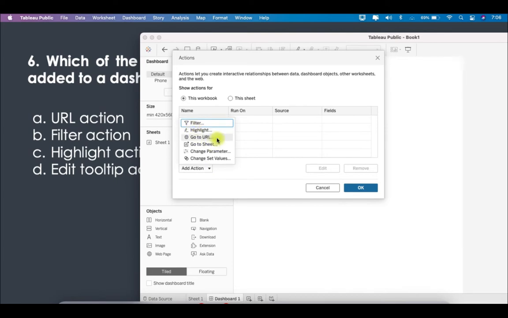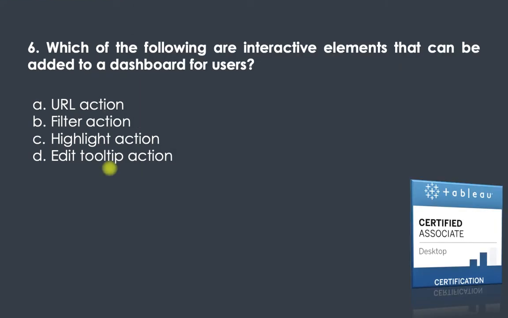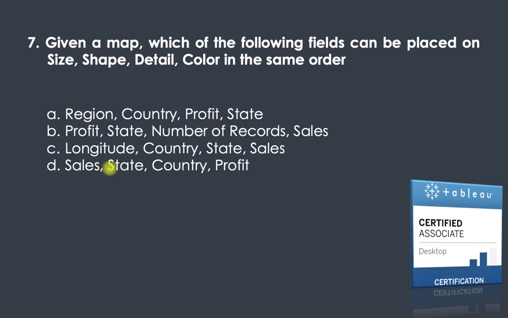Go to URL. You see filter action also, filter. You see highlight action also here. So these three are present, right? Filter action, highlight action, URL action. But there is no such thing as edit tooltip action. So the answer would be URL action, filter action, and highlight action. There is no option called edit tooltip action. So A, B, C are the answer.